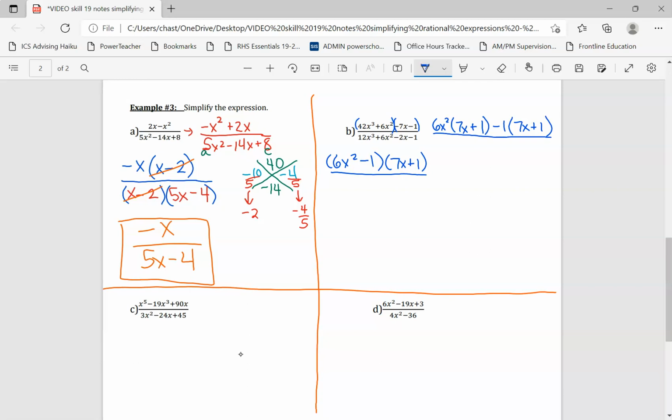For the denominator, I can just go to grouping. I checked for GCFs, but there wasn't one. It was close, but the last term did not have a GCF. Looking at the first group, 12x cubed plus 6x squared, I can factor out 6x squared, and that's going to give me 2x plus 1. And then I can factor out a negative 1 in the second group, and I get 2x plus 1. So now we know that'll factor as 6x squared minus 1 multiplied by 2x plus 1.